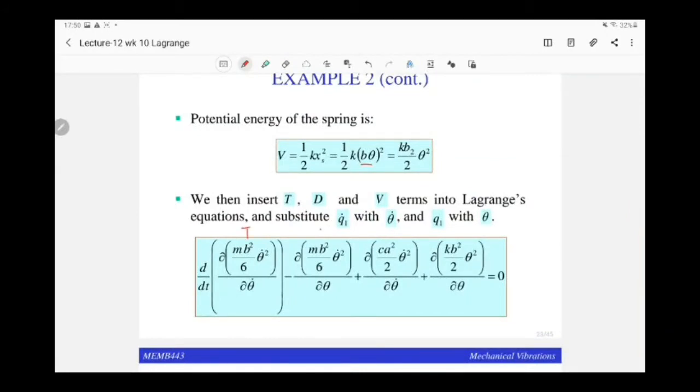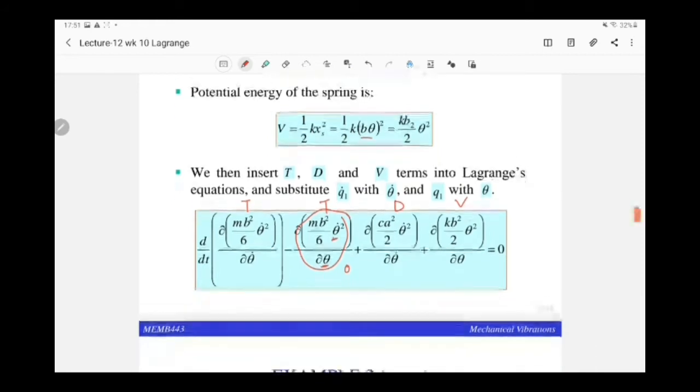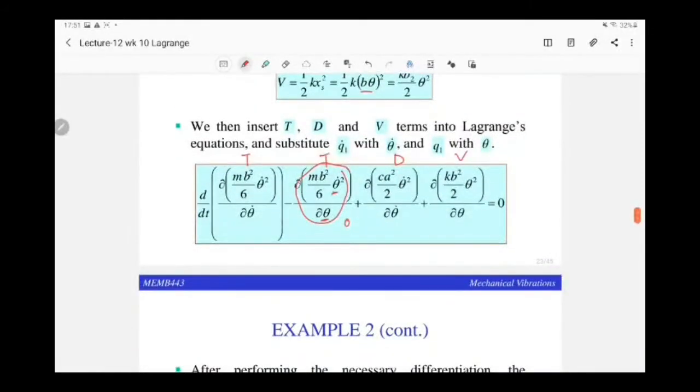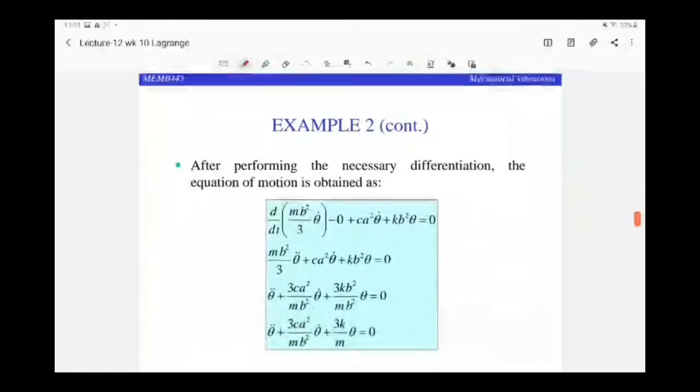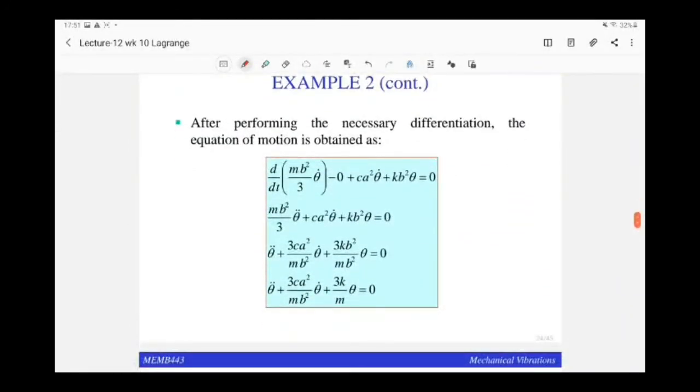So this is your kinetic energy, this is your dissipation energy, and this is your potential energy. You can see that normally this term will always go to 0 because there's no theta there. Then we just differentiate. Once you get that and differentiate, you get the EOM here.